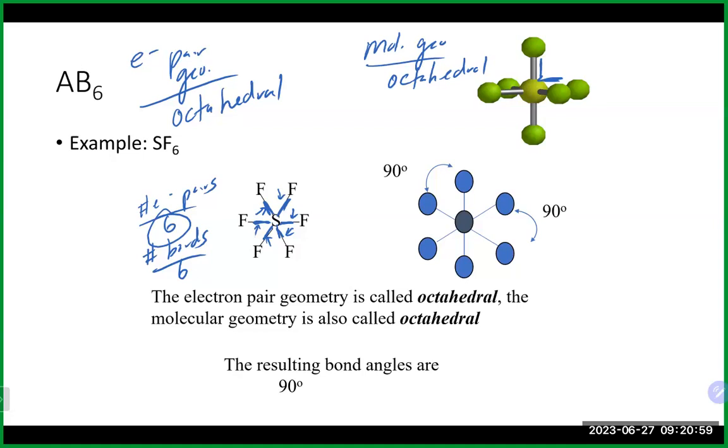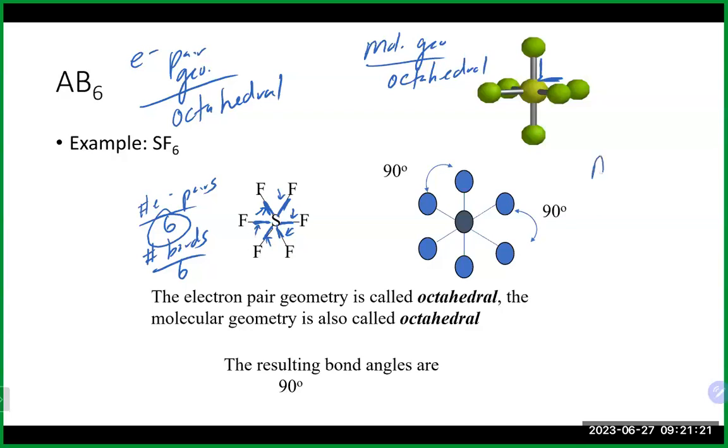Any questions on that so far? Up until this point, both of these names have been exactly the same, the electron pair geometry name and the molecular geometry name. And the reason for that is when we look at the central atom of each of these that we just drew or looked at, there are no non-bonding electrons, right? There are no dots, basically.